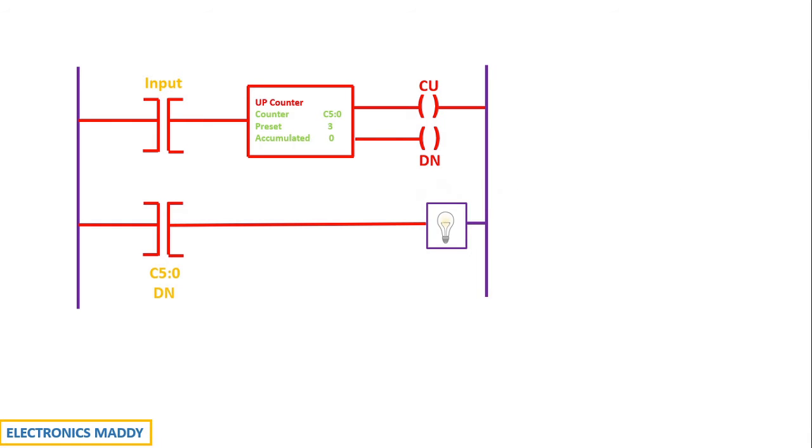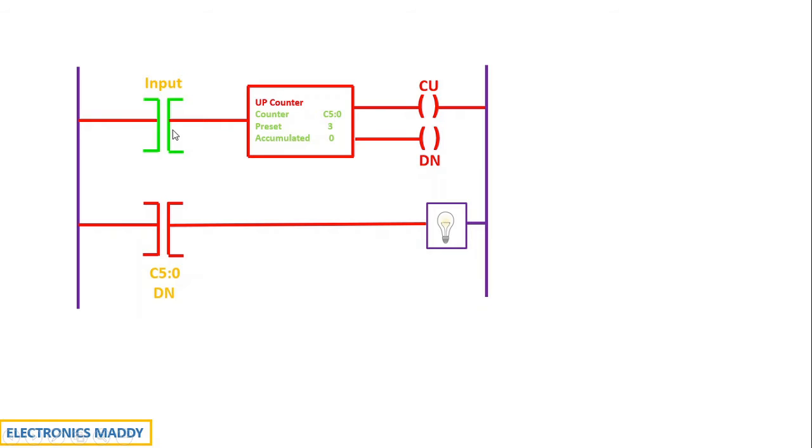So in order to understand in a better way, let us consider a typical example where we want to turn on this particular light after 3 counts. So the preset value is 3 if you carefully observe. And how do I achieve this? So this is achieved in a simpler manner.